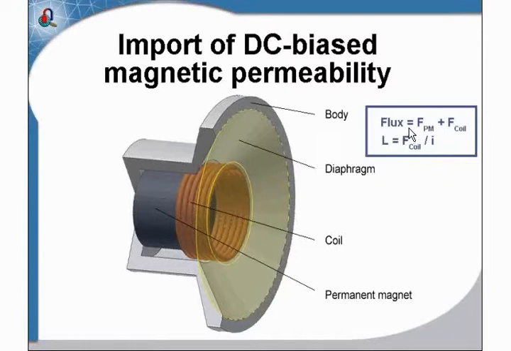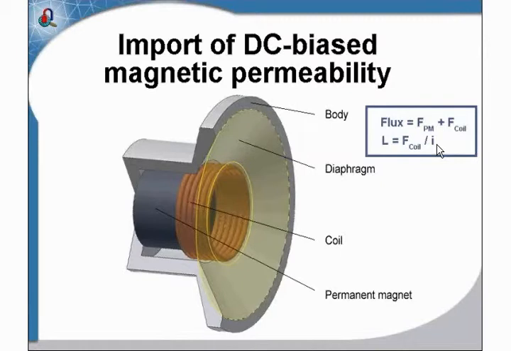The total flux is a sum of flux created by permanent magnet and the flux by the coil. And we need to separate these fluxes. The coil inductance is the flux created by the coil divided by the current in the coil.